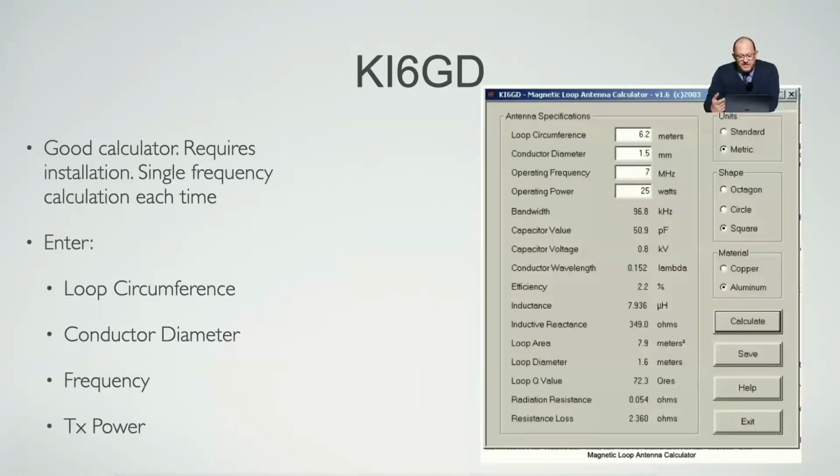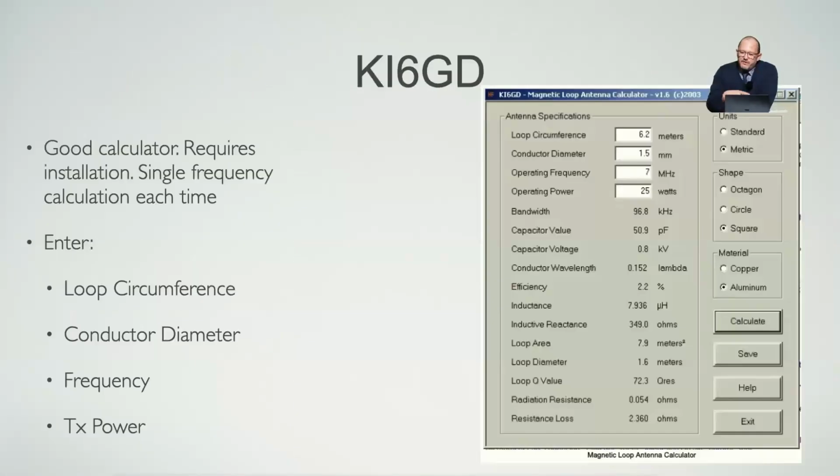Here, this was a decent one, K160. So this is 20 years old now. It was developed in 2003, still freely available. I like the parameters that you put in. They seem to be physical characteristics, like the loop circumference, conductor diameter, operating frequency, and power. So that's pretty good. And then on the right, you can select the units, standard or metric, and then the shape and what it's built from. So this one was really good as well. You could calculate, and it'll generate a bunch of parameters and give you some prediction of your antenna.